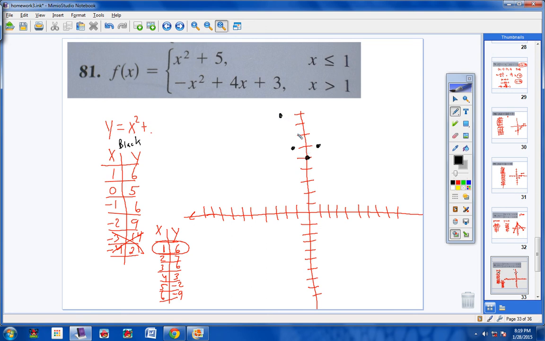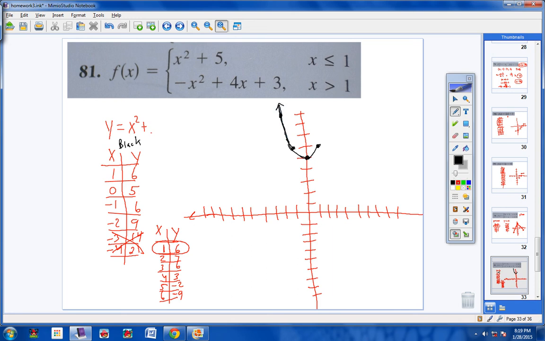Now, how do I know which point? Do I start here and go like this? Do I start here and go like this? Well, look, what's your first point in your table of values? (1, 6). So you start there and go the other direction. So we've got about half, a little more than half of a parabola.